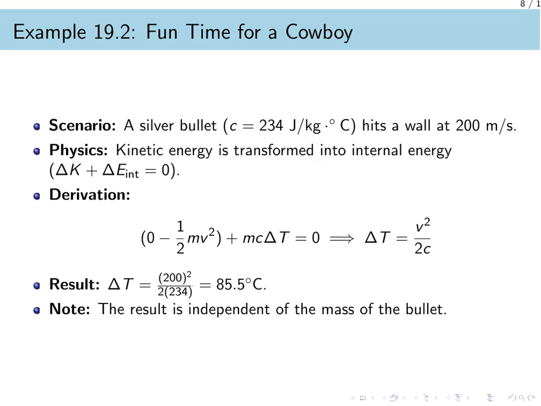Let us look at an example involving a silver bullet hitting a wall at 200 meters per second. In this scenario, we assume the kinetic energy of the bullet is transformed entirely into internal energy. By setting the change in kinetic energy plus the change in internal energy to zero, we can derive a formula for the temperature change. Specifically, the change in temperature equals the square of the velocity divided by 2 times the specific heat of silver. Using a specific heat of 234 joules per kilogram degrees Celsius, we find a temperature increase of 85.5 degrees Celsius. Note that this result is independent of the mass of the bullet.